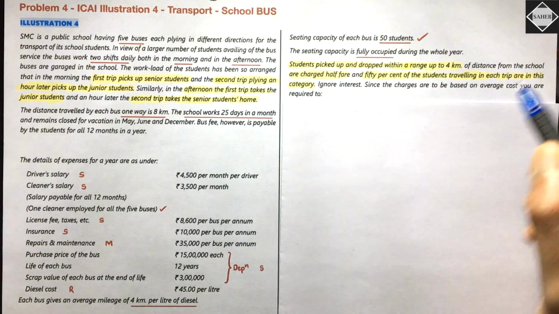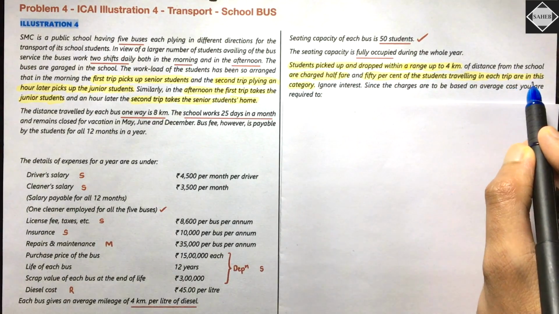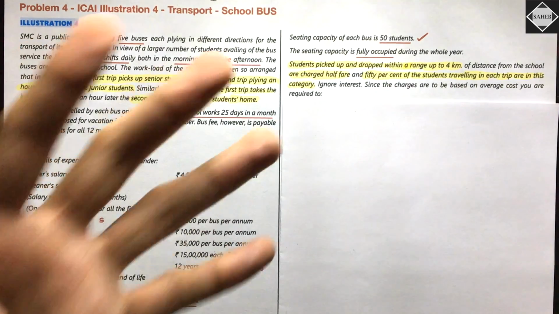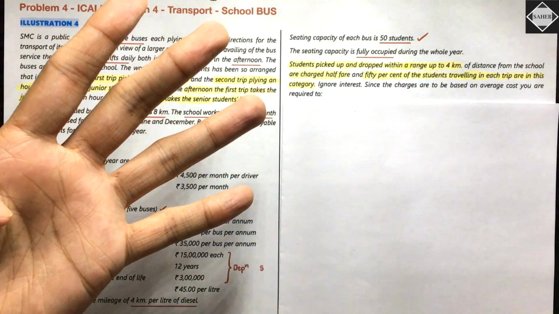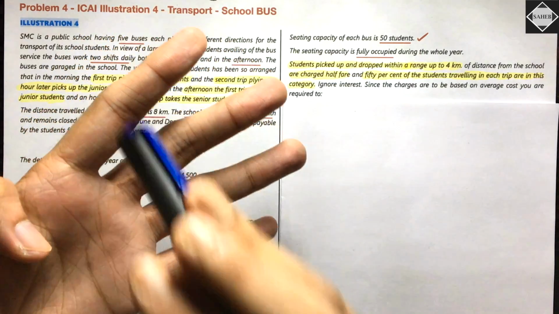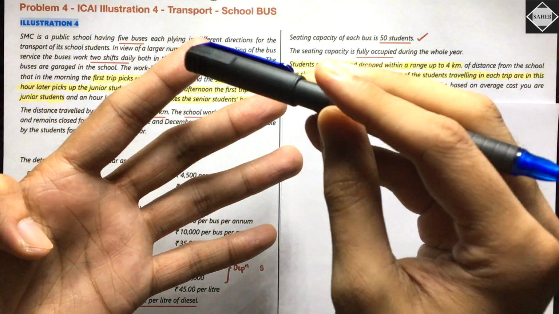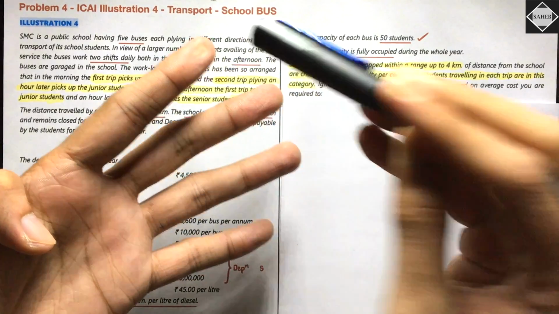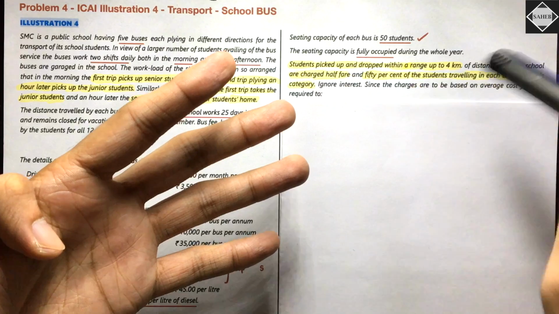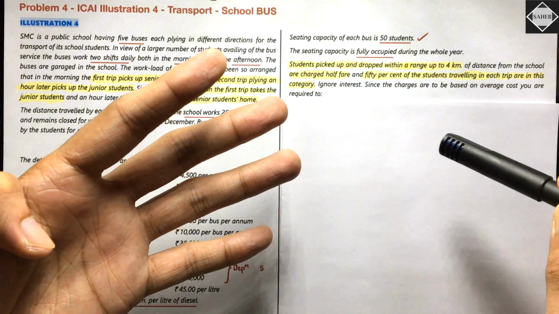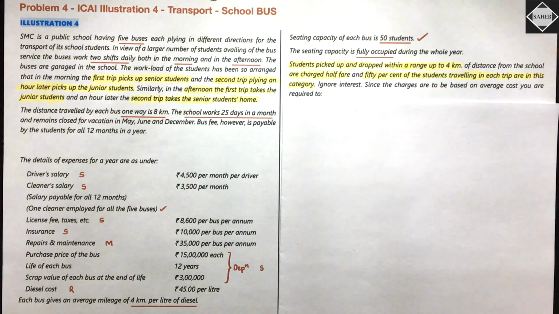You see, students within a distance from the school are charged half fare, and 50% of the students traveling in each trip are in this category. You all know 4 round trips are happening. Yeah, seniors, juniors, juniors, seniors, right? 4 round trips are happening. So in each of these trips, what is happening? In the buses, 50% of the students, let's just talk about seniors. 50% seniors are within 4 kilometer distance, and remaining 50% are more than 4 kilometer distance. Is it clear? That's what they are trying to say.